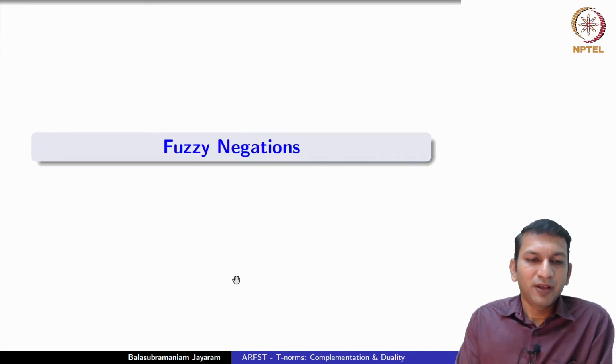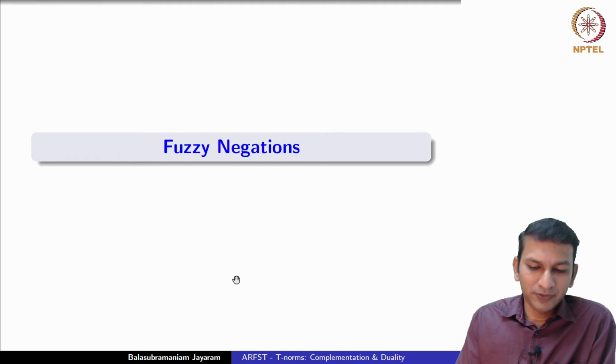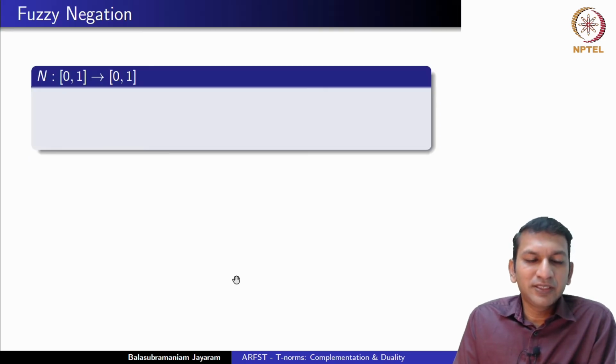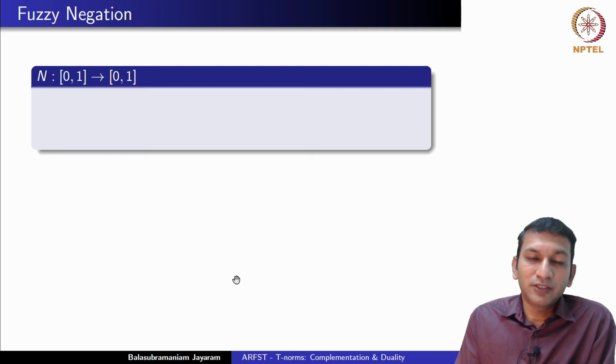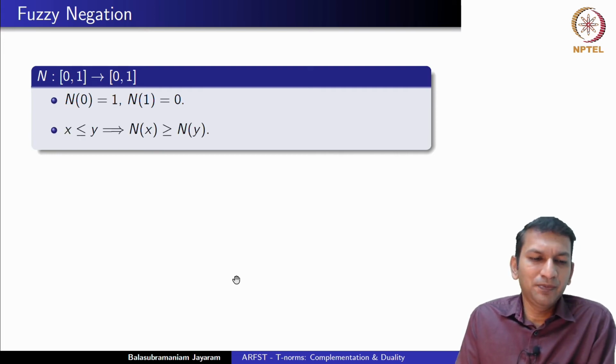Well, from this, you could also talk about negations in general, not really being obtained from T-norms. What's a fuzzy negation? This is just a complementation for us. So that means a negation is a function from [0,1] to [0,1]. What do we expect of it? The boundary conditions: n of 0 is 1, n of 1 is 0, and it is an order reversing function. That means when x is less than or equal to y, it should imply n of x is greater than or equal to n of y.